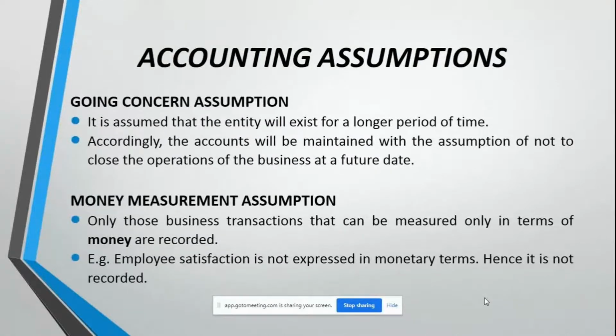The next two assumptions we have are the going concern assumption and the money measurement assumption. So what does going concern say? Now, as I gave an example of a family business, this family business would have been started by your grandfather.